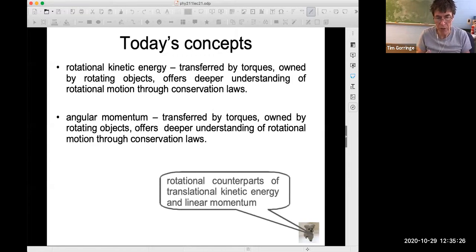And so what we're doing today should remind us of stuff we've done in the past. When we talked about kinetic energy and linear momentum in the past, it gave us a new, deeper understanding of translational motion. When we talk about rotational kinetic energy and angular momentum today, it will give us a corresponding deeper, fuller understanding of rotational motion. So that's the big picture.